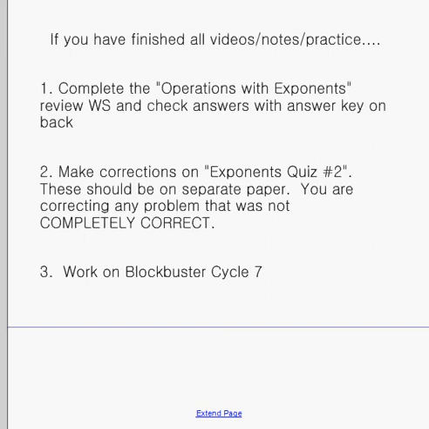quiz on separate paper. So these corrections need to be on separate paper, you need to make corrections on any problem that you did not get completely correct. So even if you lost a half of a point on a problem, you need to start at the beginning and show all of your work, all right? If you finish that, which I don't think most of you will, but if you do finish, you can always work on the Cycle 7 blockbuster that the sub just gave you earlier in the period, all right?